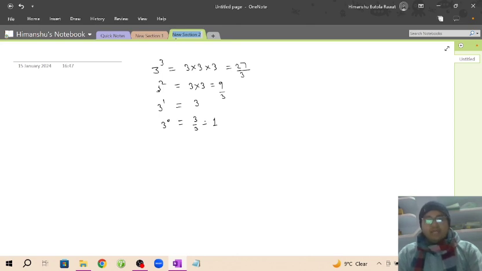Any number raised to the power 0 gives you 1. And let's say 3 raised to the power minus 1. Here we are already talking about the negative exponent. We decrease the exponent and reach 0, and after 0 we come to minus 1. So minus 1 means we take 1/3 of the previous value.